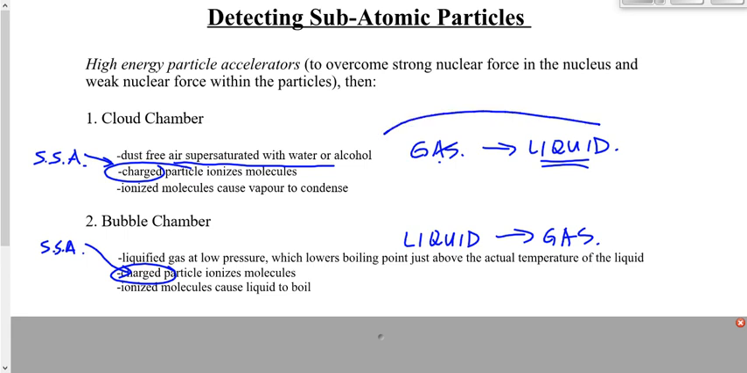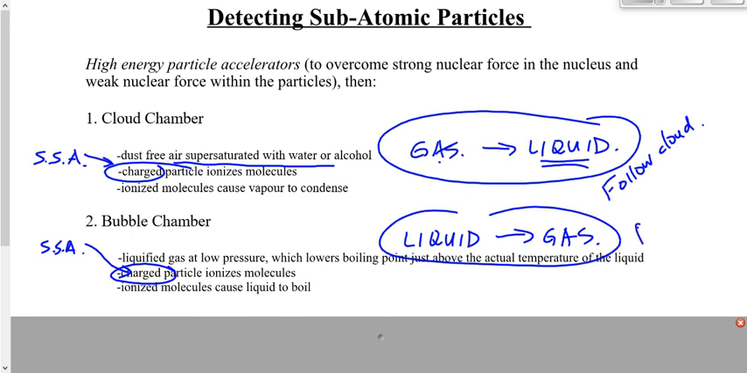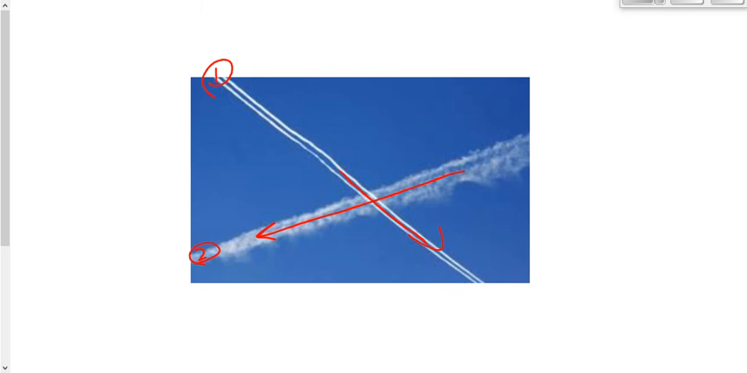Here we follow the condensation, or we follow the clouds, which is really what condenses. That's a cloud, right? We follow the cloud. Here we don't follow the cloud, we follow the bubbles. This one is like the airplane, right? Following the clouds behind the airplane, or the contrail behind the airplane.